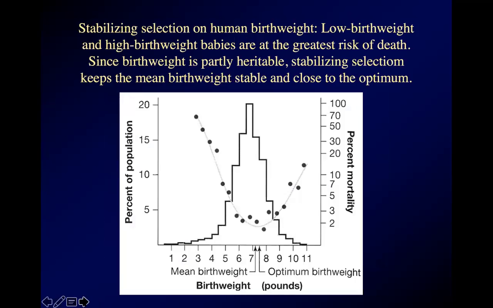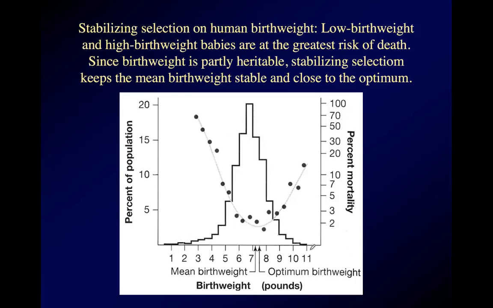This would be stabilizing selection. This is kind of a complicated graph. So this is birth weight. The stair step thing right there, that's a distribution of birth weight in the population. Most people are born at roughly 7 pounds, right? As much as 20% of the people, their birth weight is about 7 pounds. There's a very small number of people that are born with a much smaller birth weight of 2 pounds or even less, and a small number of people that are born at 10, even 11 pounds.